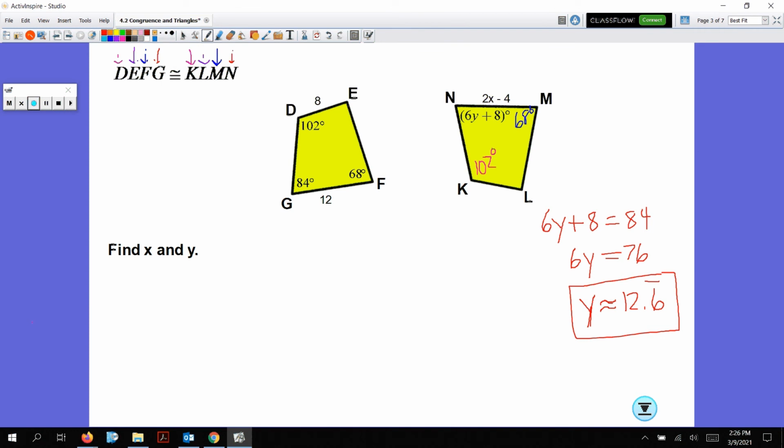All right. Oh, we need to find x and y. So here's an expression with x. Side NM. NM is the last two letters in my statement. It's going to be equal to FG, the last two letters in my first figure. FG measures 12. So that means 2x minus 4 equals 12. Add 4, I get 2x equals 16. Divide by 2, and x is equal to 8.